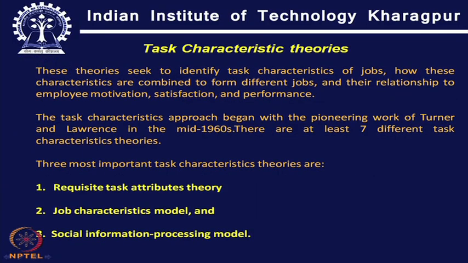Task characteristics theories denote characteristics of the job which are combined together to denote which is the aspect of the job which motivates the employees, and there are three theories to it: the requisite task attributes theory, job characteristics model, and social information processing model.